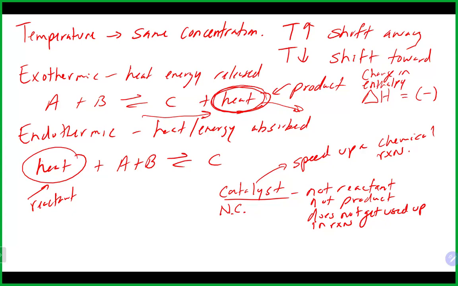Another way that you could get no change is if we were doing something like this, just to make it simple. Let's say I increase the volume in this case. Which way is it going to shift? Yeah, ideally we want more gas molecules, right? But in this case, on the left-hand side, we have two. And on the right-hand side, we have two. It's a tie. So nothing's going to happen in that case.